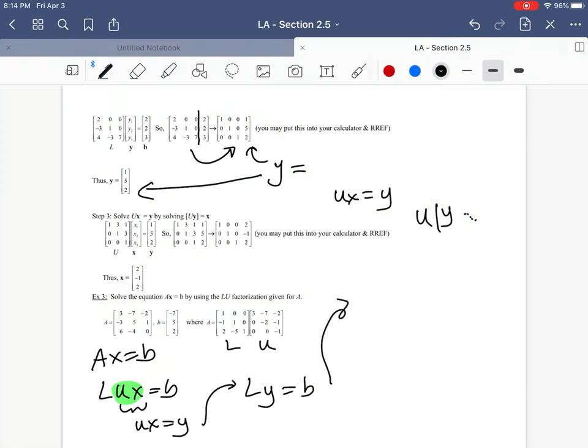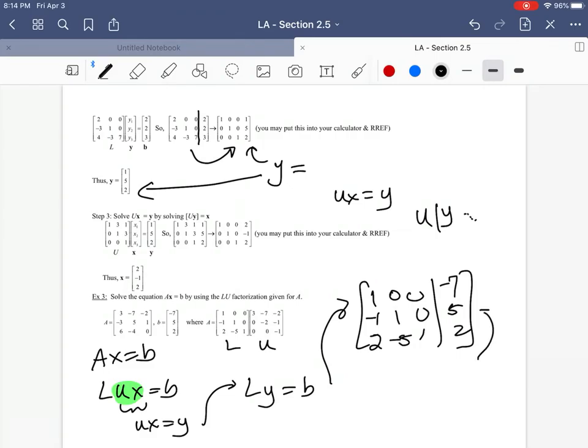So we need to take our lower matrix, 1, 0, 0, negative 1, 1, 0, negative, I'm sorry, just 2, negative 5, 1. Put that with B. B was negative 7, 5, 2. Row reduce it, and that'll find my Y. So when I row reduce this, of course, on the left-hand side it comes out to 1, 0, 0, 0, 1, 0, 0, 0, 1, and on the right it comes out to negative 7, negative 2, and 6. All right, so this is Y.